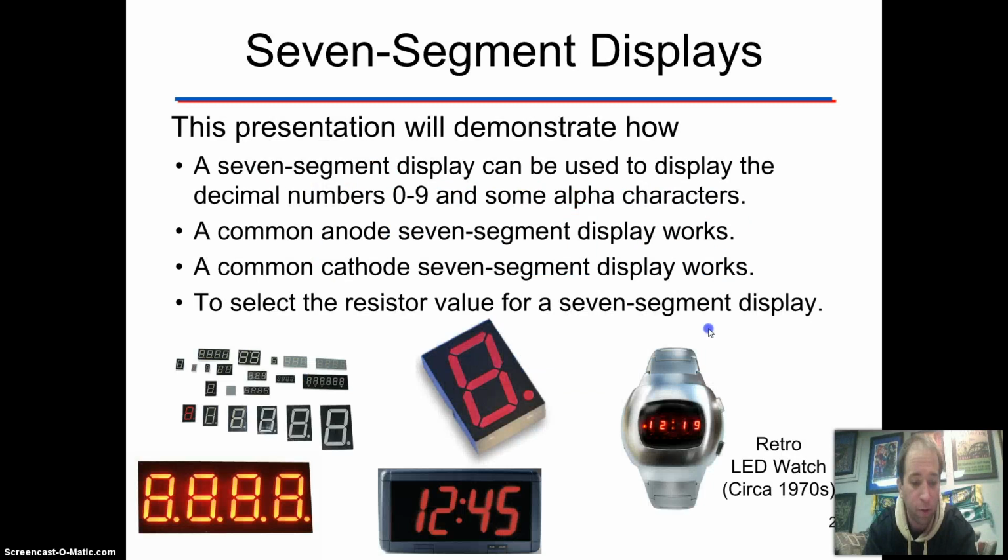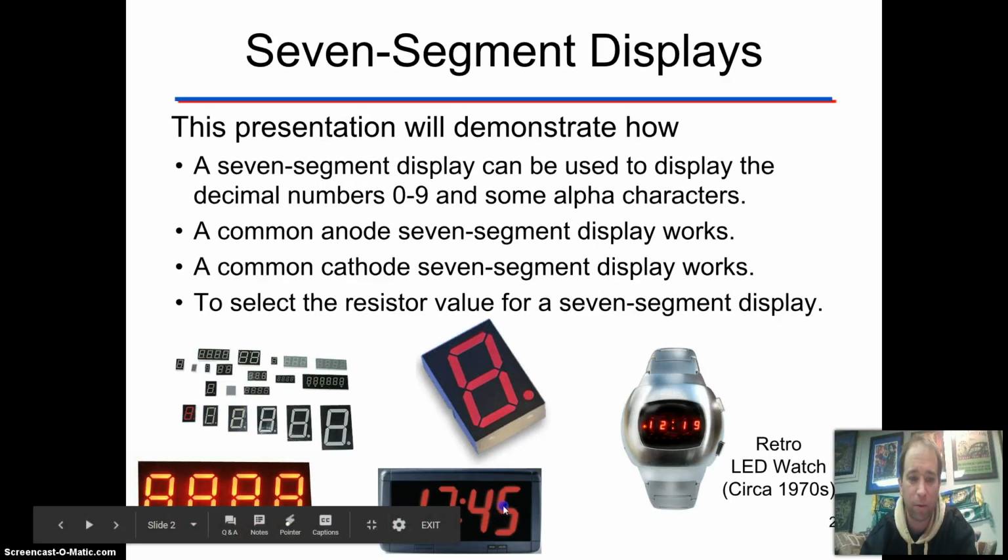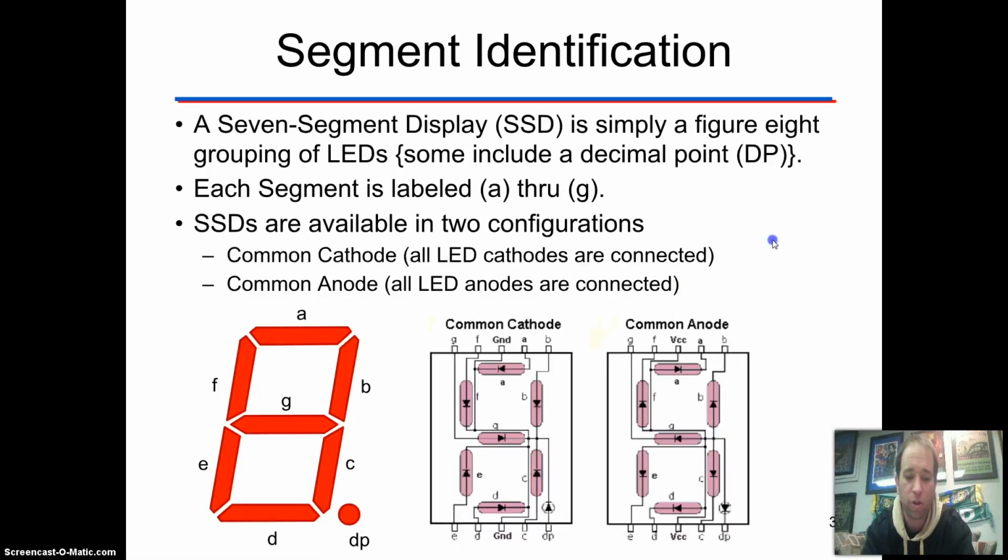First of all, 7-segment displays are everywhere. They're used to display lots of numbers on our alarm clocks, our retro lights, and many appliances. So you'll hear me call them SSDs, or you'll see them called SSDs right here, for 7-segment displays.